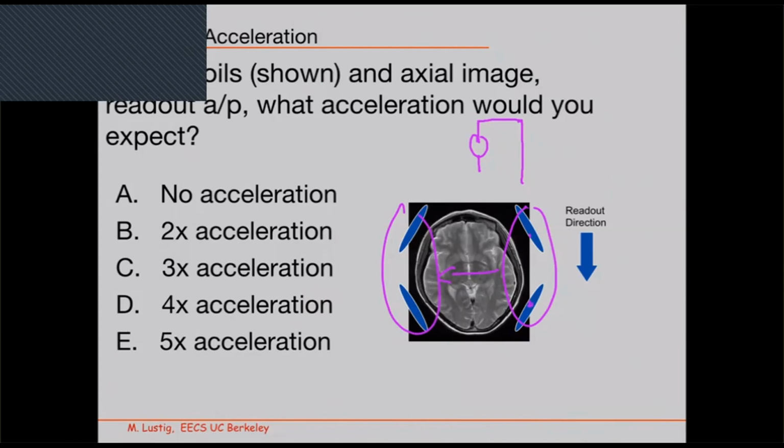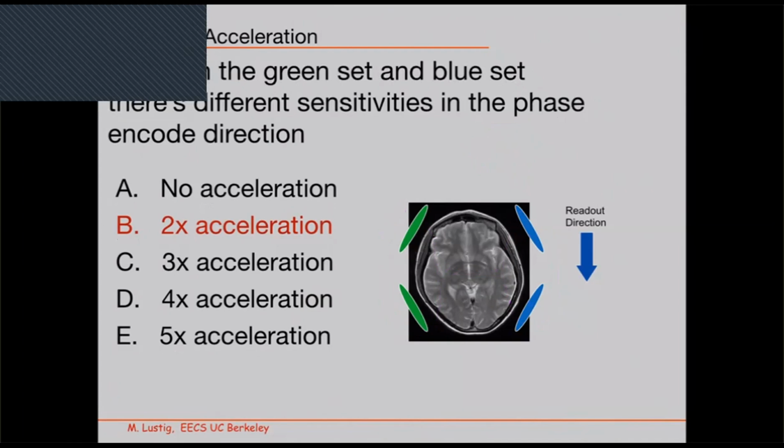I mean, they need to know how to accelerate. So they need to calculate that in their heads based on the coil element placing. And so, yes, the answer is 2, because these pretty much provide similar sensitivity in this direction, and these provide similar sensitivity in the other direction.